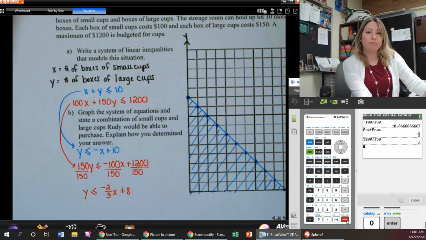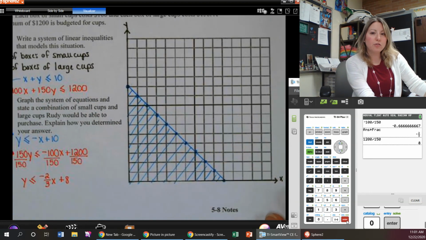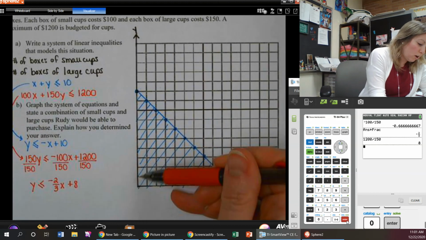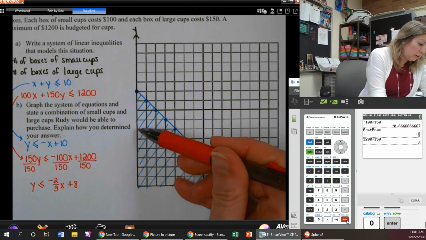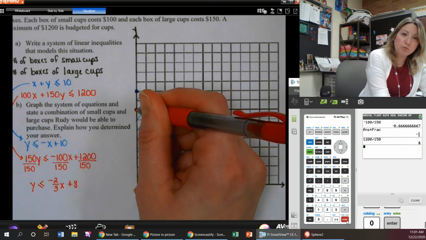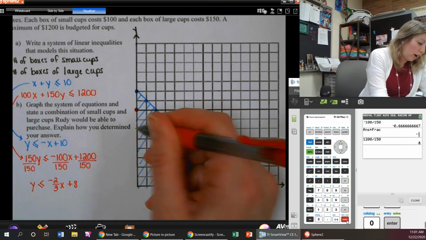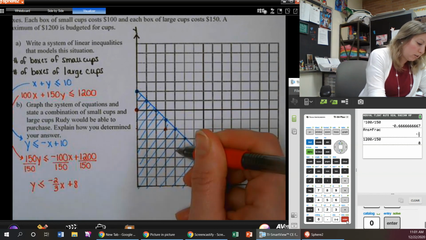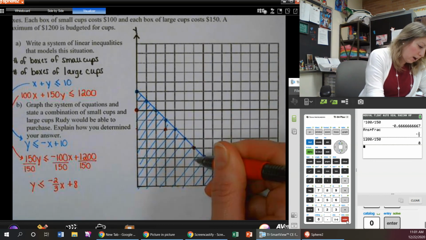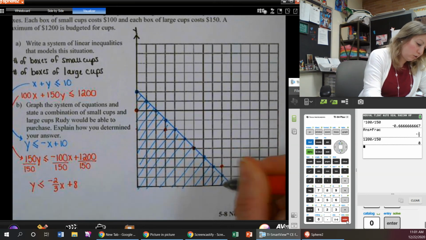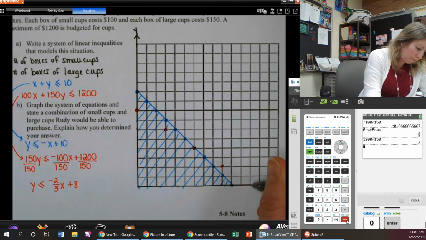All right. Now let's get the red on there. That's going to have a y-intercept of 8. 1, 2, 3, 4, 5, 6, 7, 8. And a slope of negative 2 over 3. So down 2, right 1, 2, 3. Down 2, right 1, 2, 3, and I repeat that down the line.